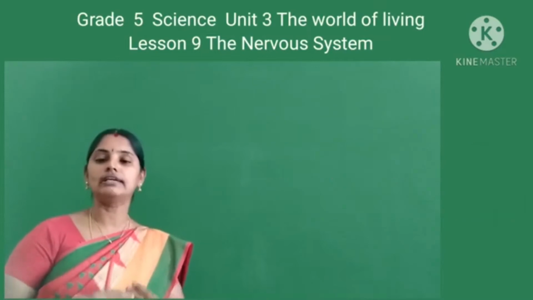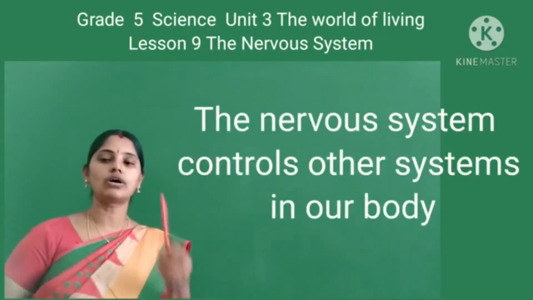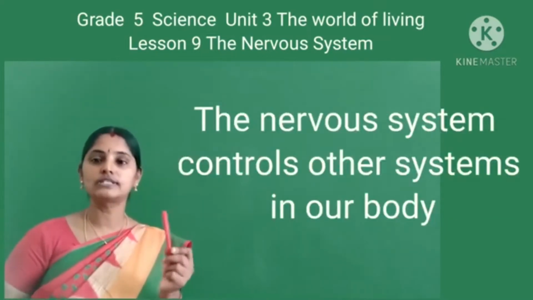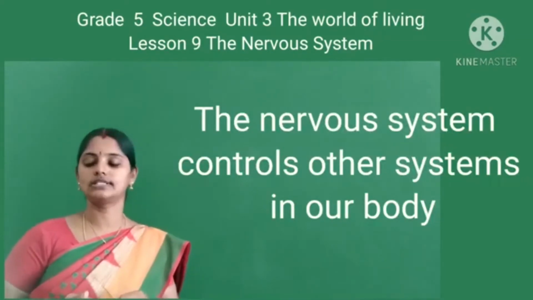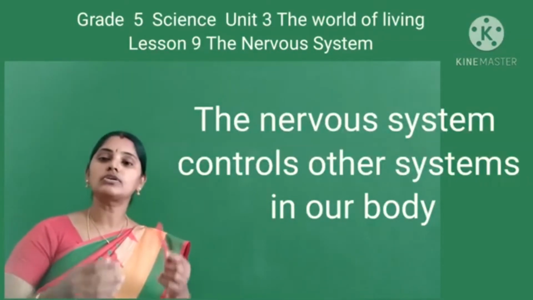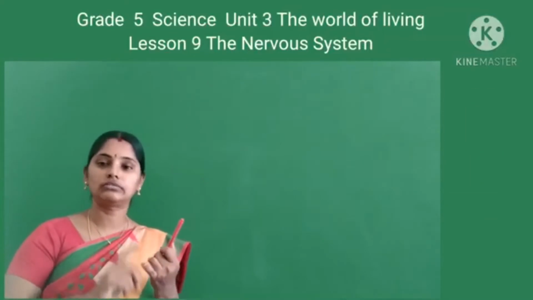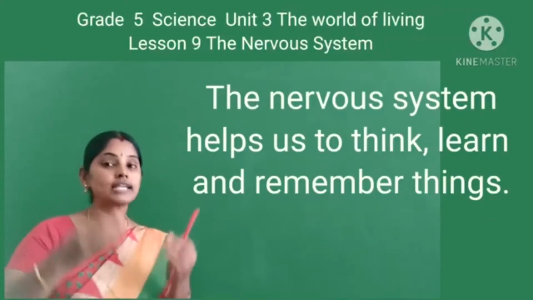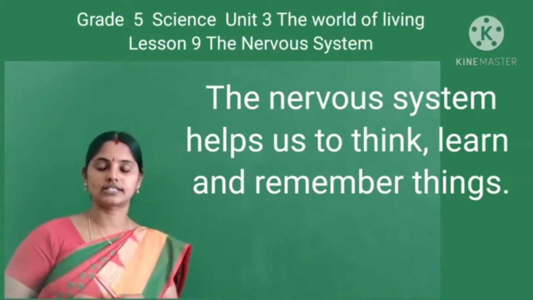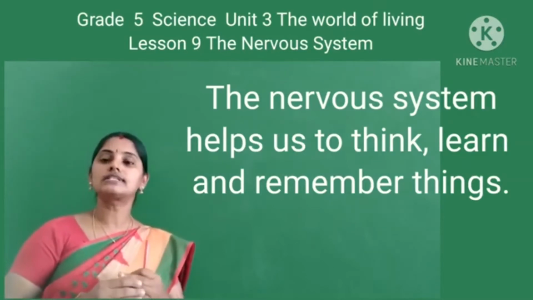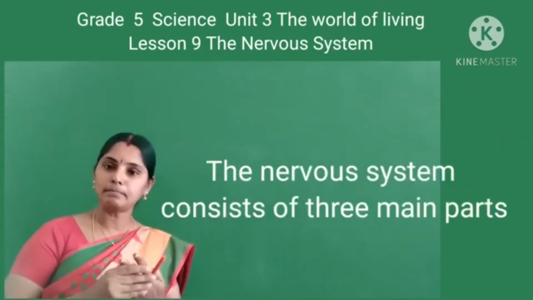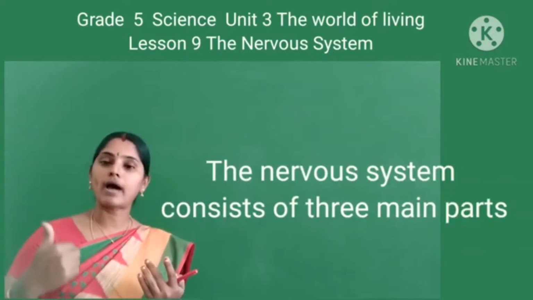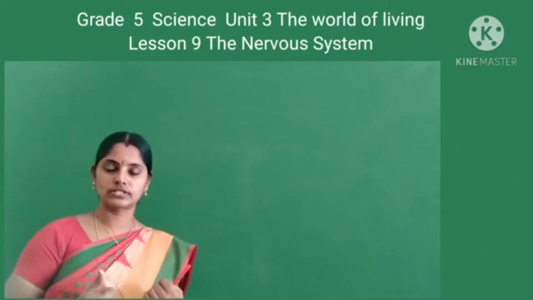This nervous system only controls all other organ systems in our body. Because of the nerves only we are able to think, learn and remember things, isn't it? So the nervous system has three main parts: brain, spinal cord and nerves.